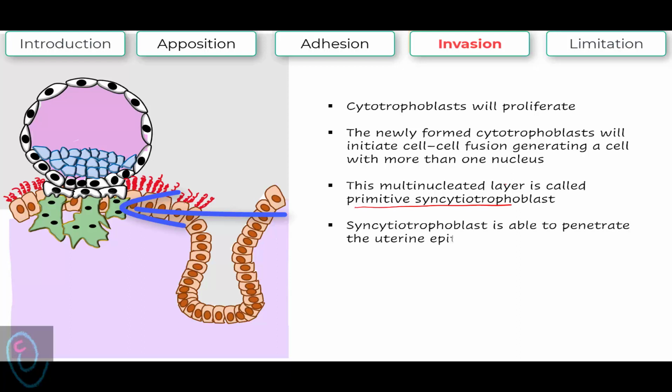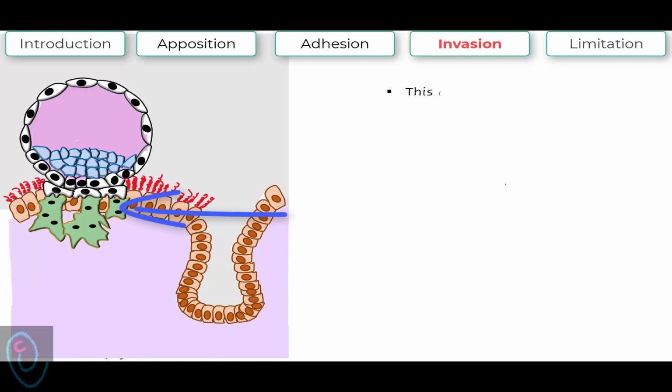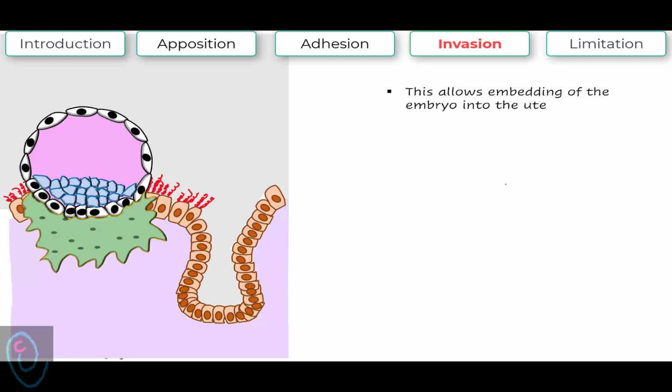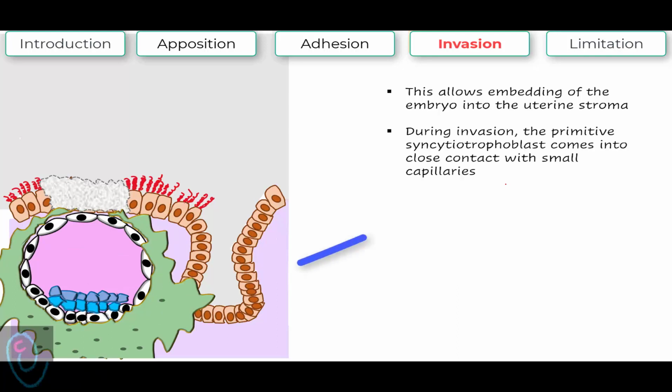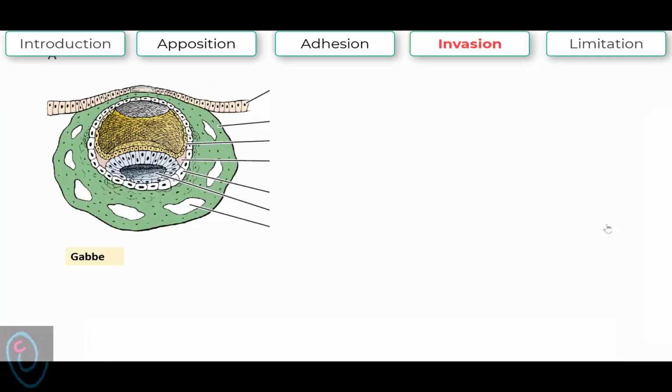Syncytial trophoblast is able to penetrate the uterine epithelium and stroma. This allows the embedding of the embryo into the uterine stroma. During invasion, the primitive syncytial trophoblast comes into close contact with small capillaries and large uterine glands, and this provides nutrition for the newly developing embryo. Now the embryo becomes embedded inside the stroma, surrounded by syncytial trophoblast.